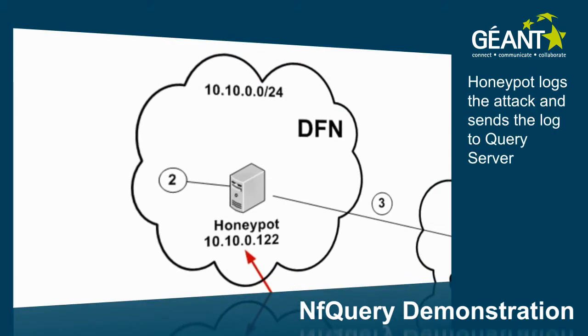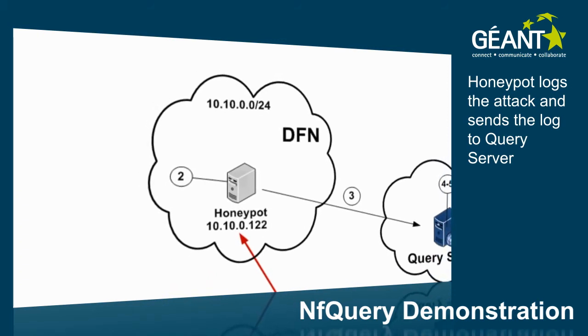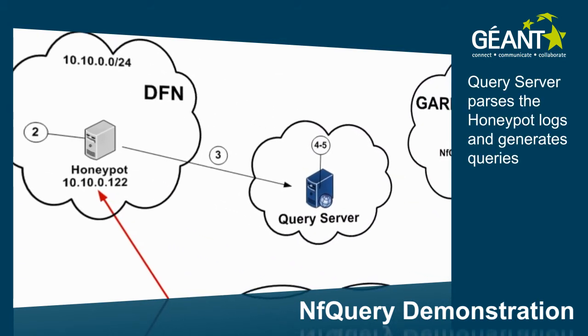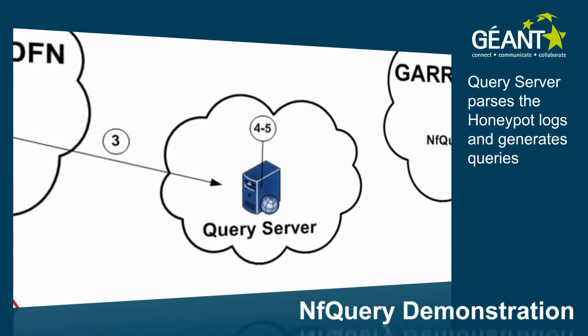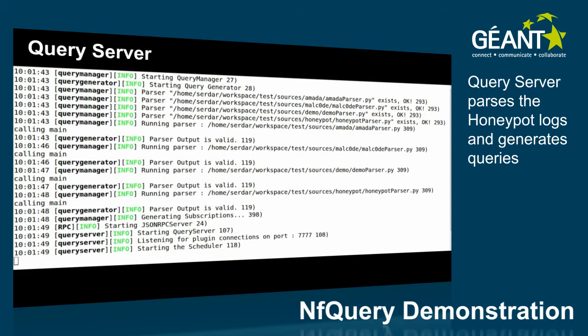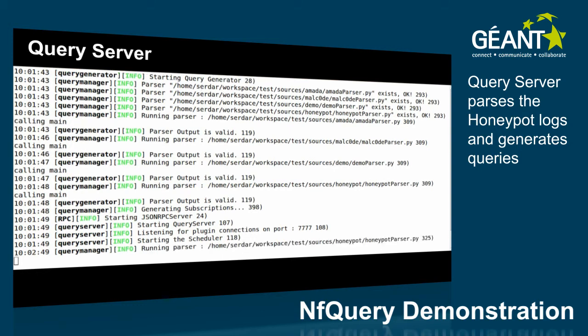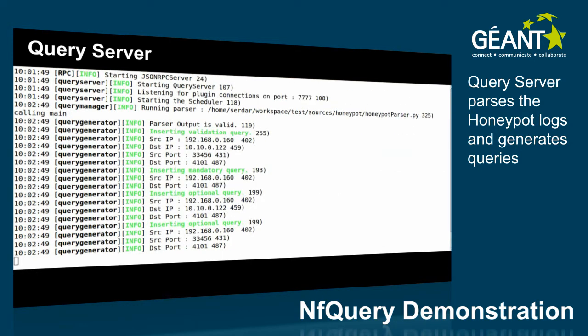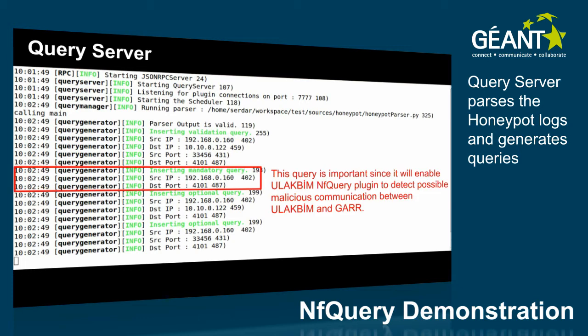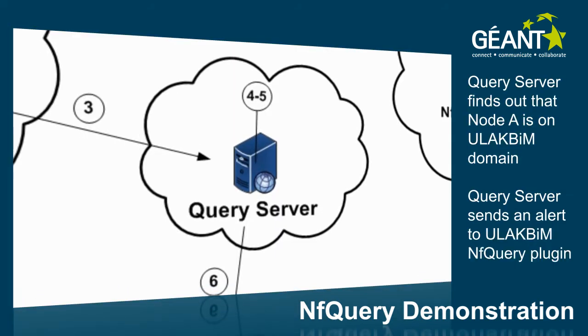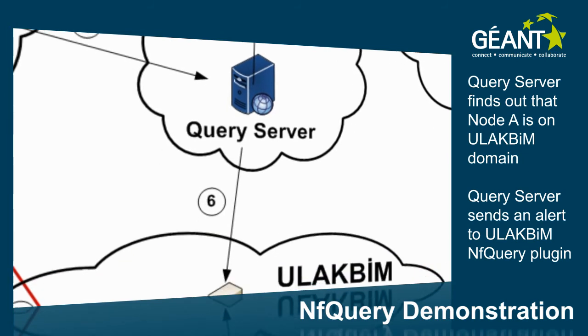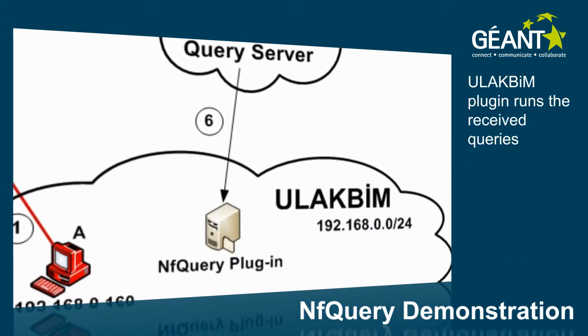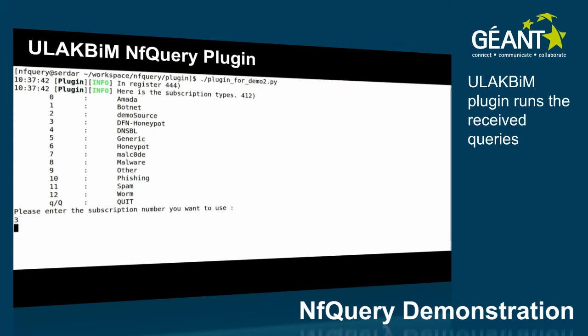The DFN honeypot has already been included as a source in the query server, so the query server receives these logs periodically and passes the log file to generate queries about the attacks captured by the honeypot. The query server checks the attacker's IP address and finds out that the attacker is from the ULAKBIM, a registered domain, so the query server sends an alert to the ULAKBIM NfQuery plugin to run the related queries. The ULAKBIM NfQuery plugin fetches query packets from the query server and applies them to their aggregated NetFlow data.